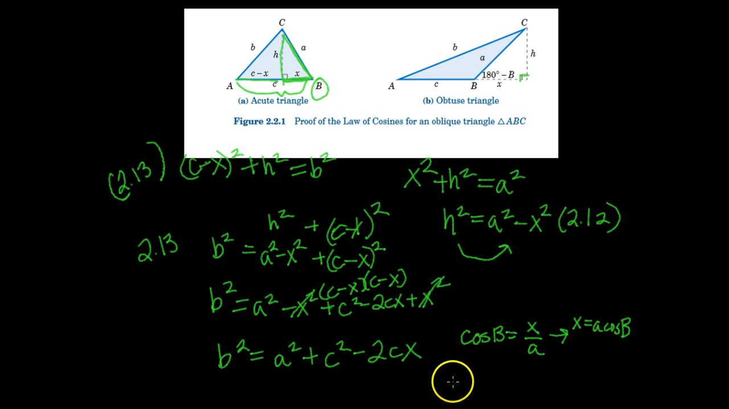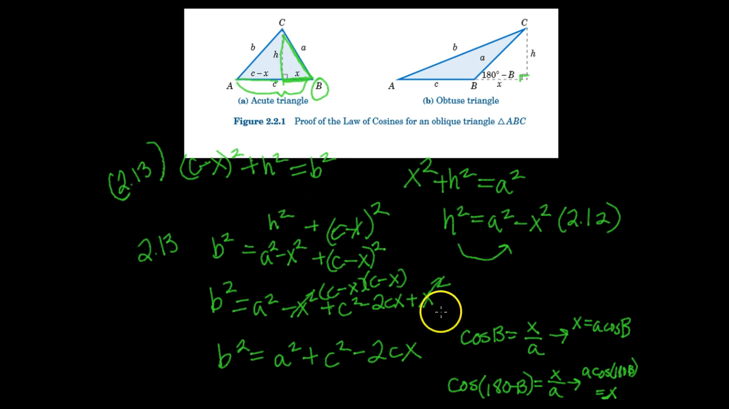And in the case of the obtuse triangle, we can say that the cosine of 180 minus b is equal to adjacent, which is x, over a, and that implies that a cosine of 180 minus b, running out of room, is equal to x.